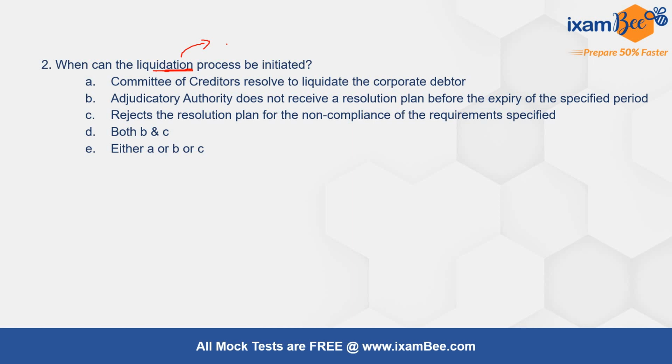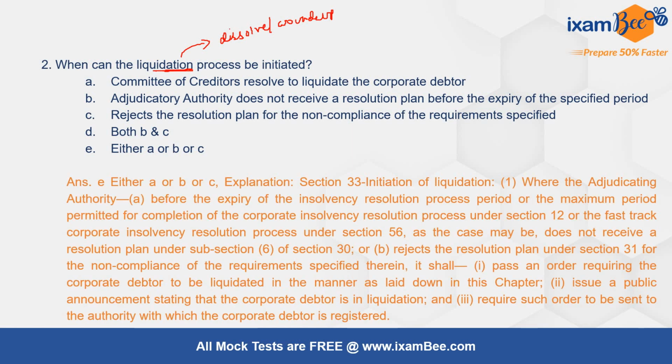Okay. So you can understand liquidation as the process where the corporate debtor gets dissolved or wound up. Okay. This basically means that the existence of the corporate debtor comes to an end and it no longer remains in existence. So liquidation is that. So when this process can be initiated is an important thing with respect to it. So the correct option over here is either of the above, A or B or C.